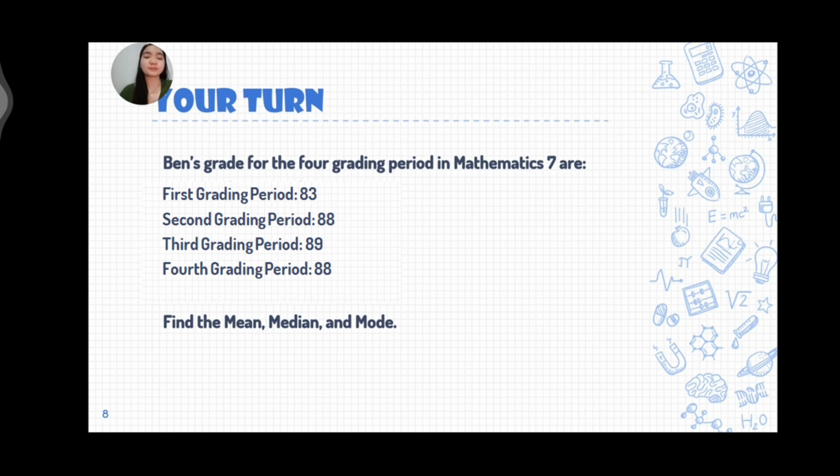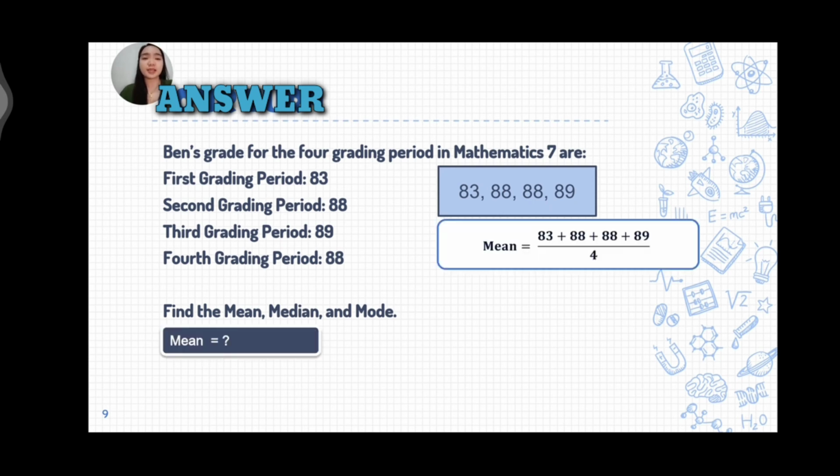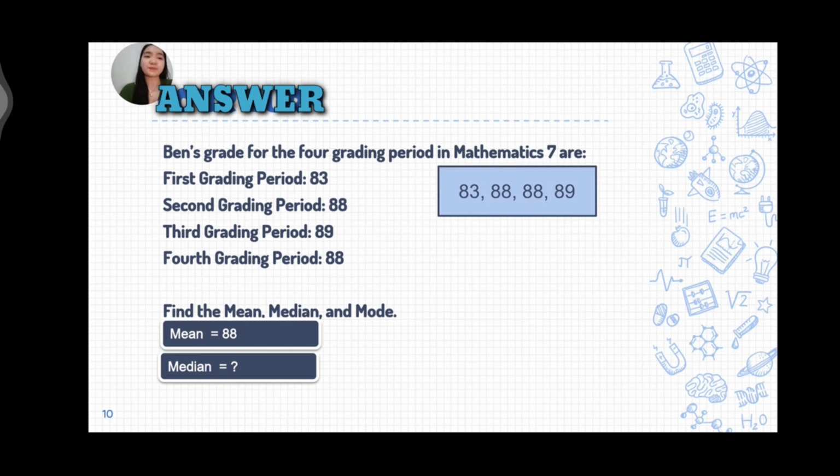Okay, so let's check. In order for us to get the mean, median, mode, first thing we must do is arrange it from lowest to highest. So we have here 83, 88, 88, and 89. In order for us to get the mean, we're just going to add all the values, then divide by the number of values. So 83 plus 88 plus 88 plus 89, divided by 4, that would be 348 over 4. When you divide it, the answer would be 88. You got it right.